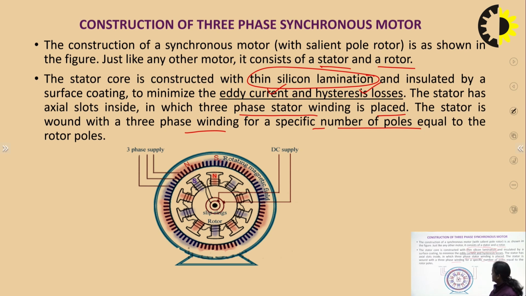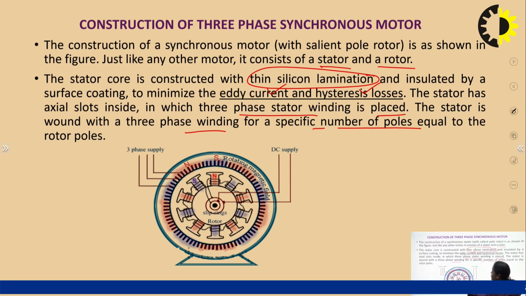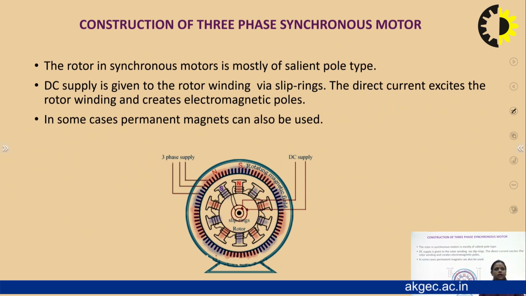Here we can see that this is our stator and this is a rotor, which is of salient pole type. Here all the poles are projected, right? So the rotor of a synchronous motor is mostly of salient pole type.